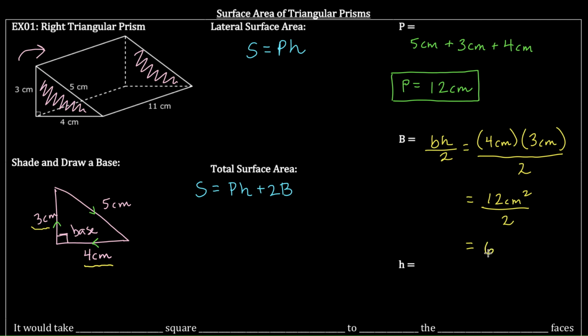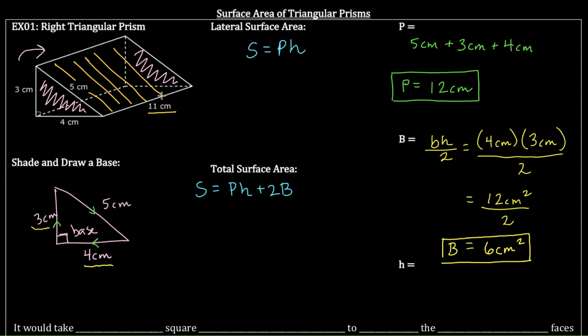6 square centimeters. And that is the area of the base. Remember, this is not the base, it's the area of the base. And lastly, the height, how many layers we have. It's how many slices we have, remember? So we have 11 slices, like if we were to slice this up like a loaf of bread. There's 11 of them. I'm not going to attempt to draw all of them. So this is 11 centimeters.